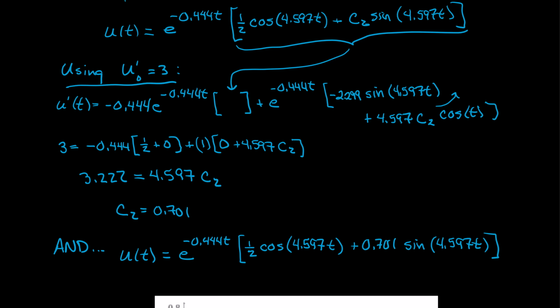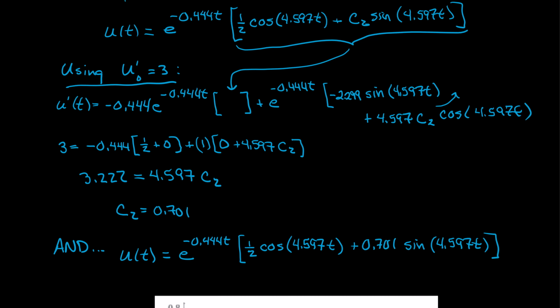Well, it's going to be the derivative of this 1/2 cosine. When you take the derivative of cosine, it's going to give us a negative sine, that's 4.597t. Take that times a half and you get 2.299 sine. There really is a point in there. It's not 2,299. Plus, then we're going to take the derivative of sine. Well, that's going to be the cosine, and it's going to be the cosine of this 4.597t times the 4.597 times C2.